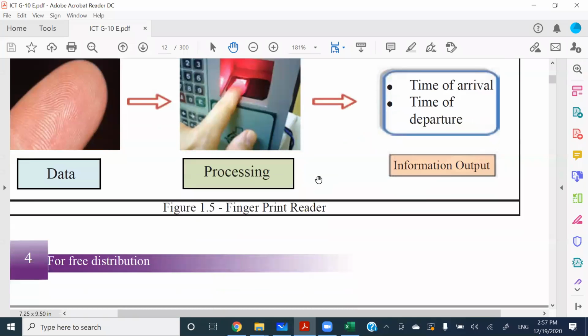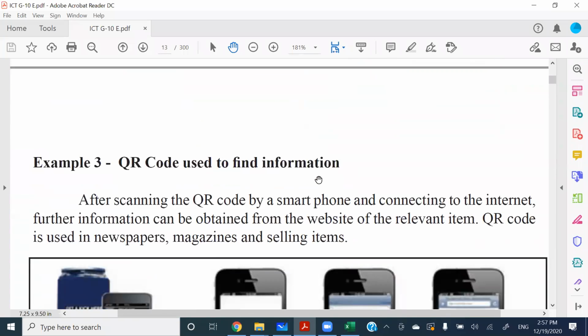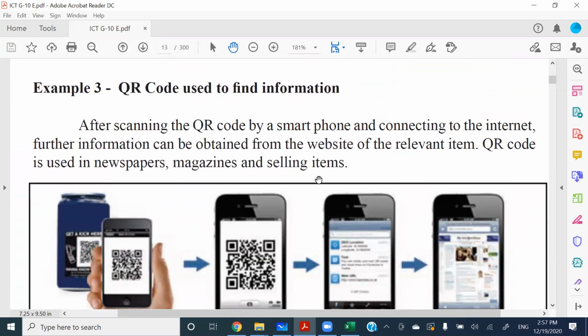Right, the third one. Just indicate to me if you couldn't write those things. Third example, QR code used to find information.